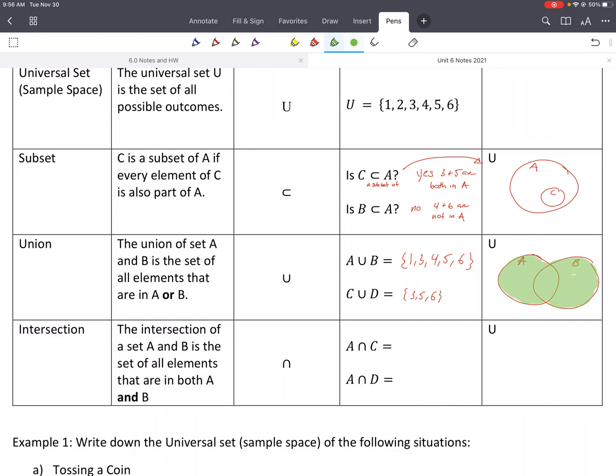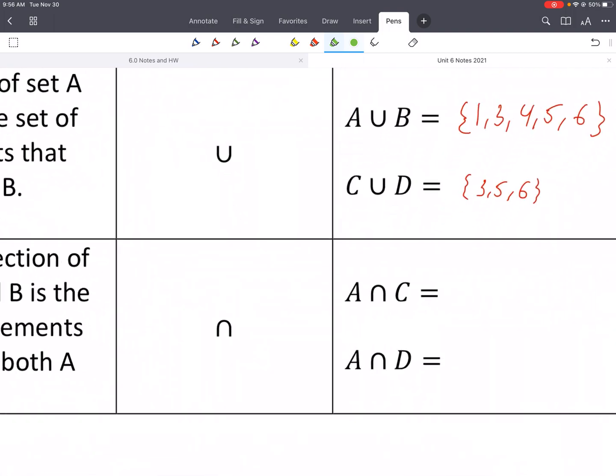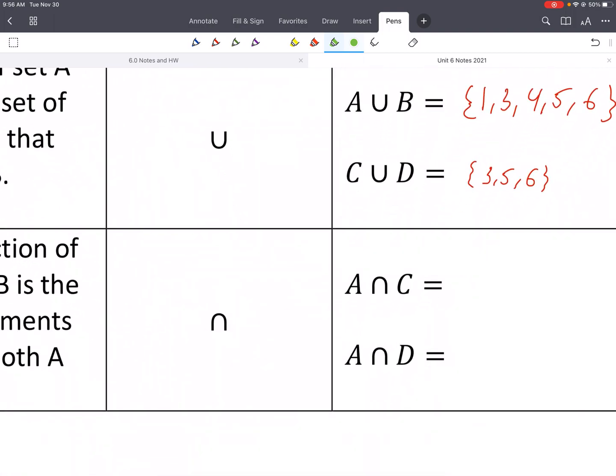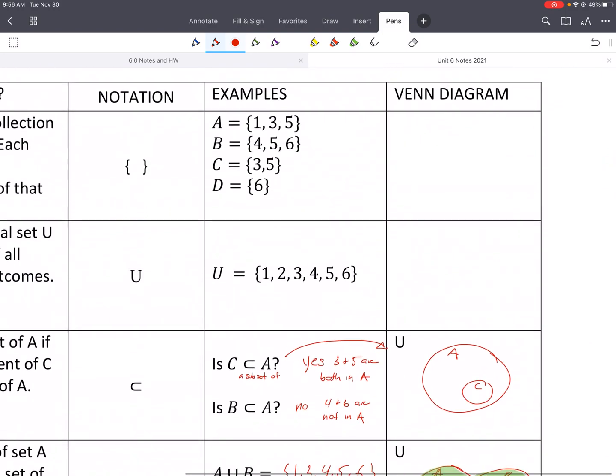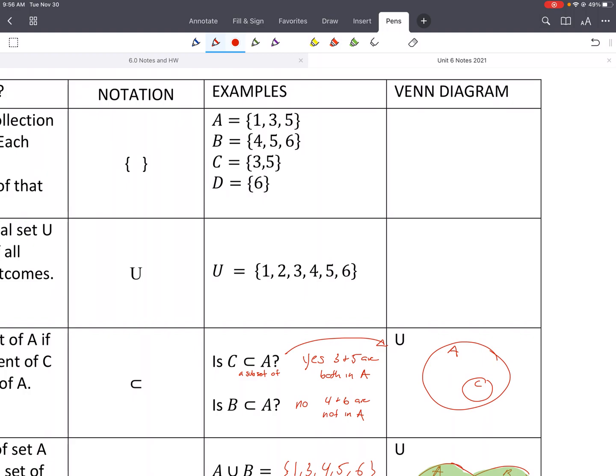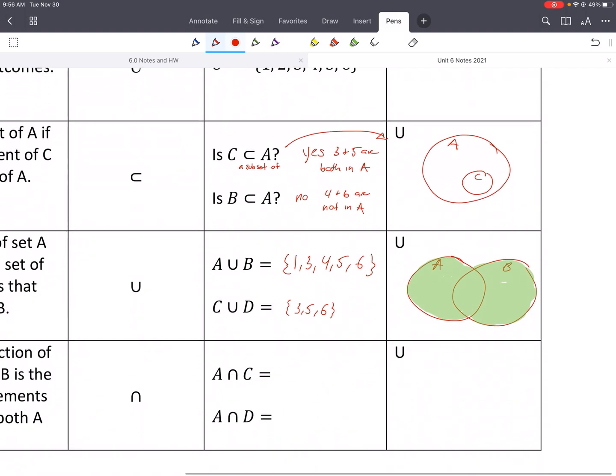So intersection, if you think of 2 roads intersecting, when those roads intersect, they're sharing the same road, okay? So the intersection of 2 sets are the numbers that they have in common, what they're sharing. Its symbol looks like an upside down U. And if we did the intersection of A and C, we would look at A and C together and say, well, what do they have in common? A and C both have 3 and 5. So that would be the intersection. Intersection of A and C would be 3, 5.